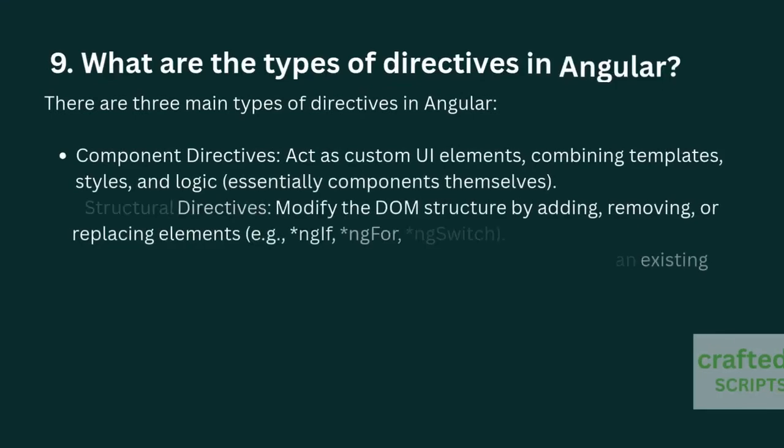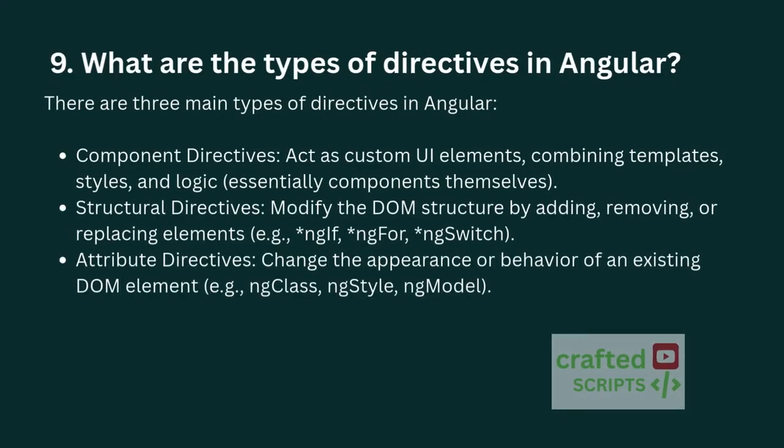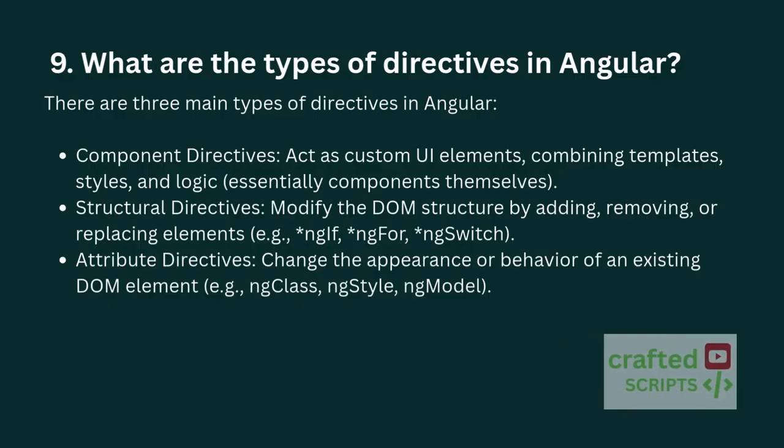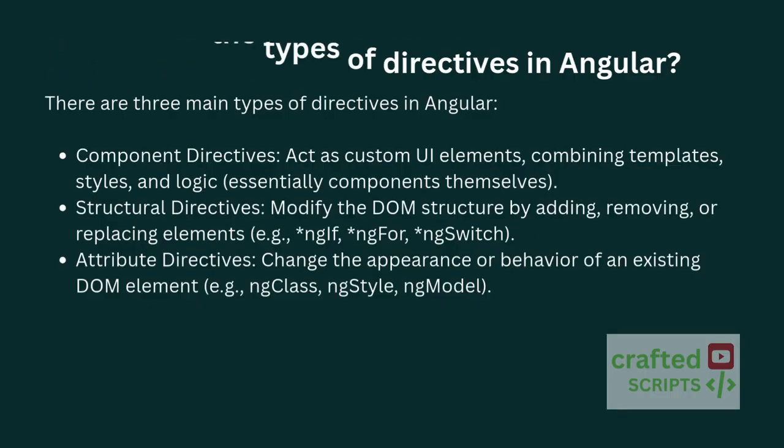Question number 9. What are the types of directives in Angular? There are three main types of directives in Angular. Component directives act as custom UI elements, combining templates, styles, and logic, essentially components themselves. Structural directives modify the DOM structure by adding, removing, or replacing elements, for example ngIf, ngFor, ngSwitch. Attribute directives change the appearance or behavior of an existing DOM element, for example ngClass, ngStyle, ngModel.